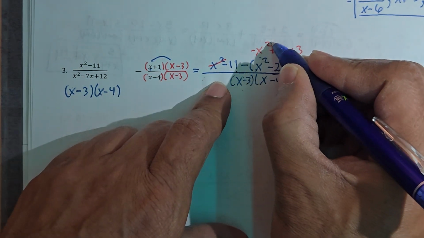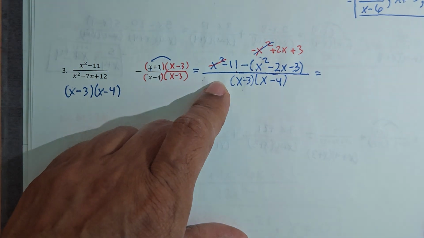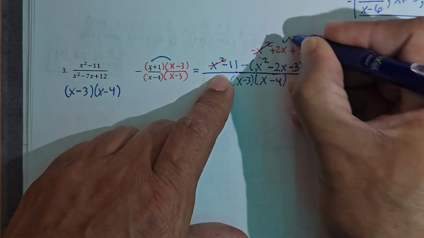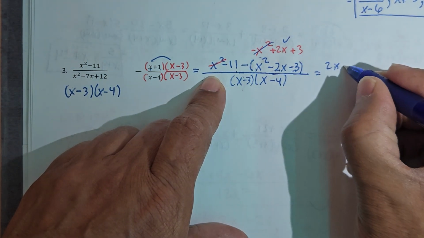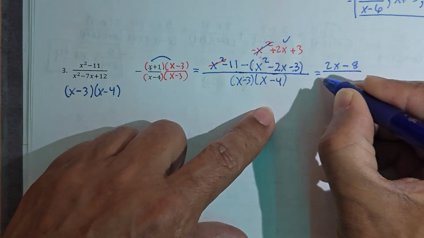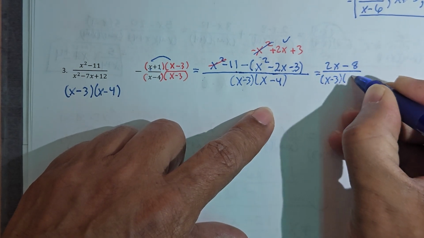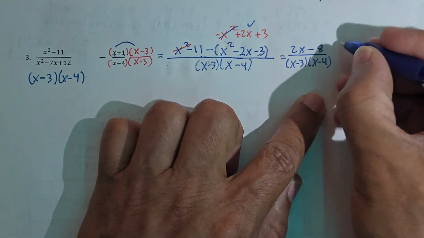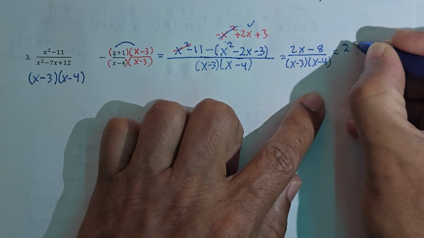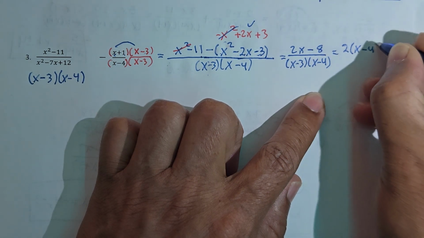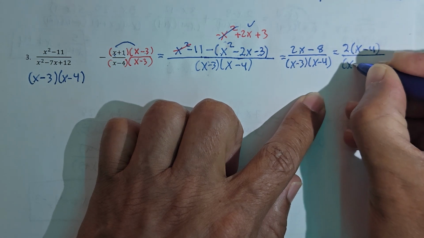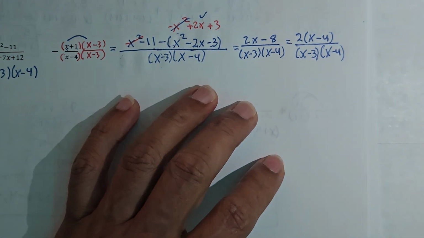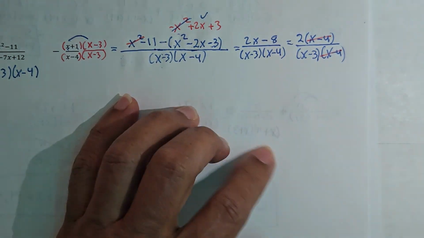So then this x and that x cancel, right? But then what's left is 2x, which is coming from here. And negative 11 plus 3, that's a negative 8. And the denominator is x minus 3 times x minus 4. But don't forget, you can also have x minus 4 times x minus 3. So from the numerator, I'm going to factor out a GCF of 2. So we have 2 times x minus 4 over x minus 3 times x minus 4. So then these two match, so I'm going to cross them out.